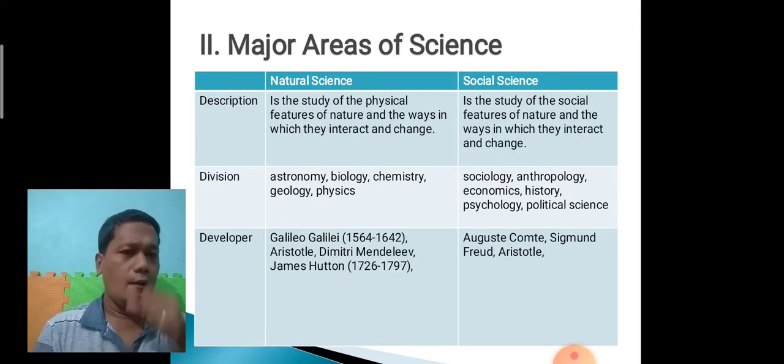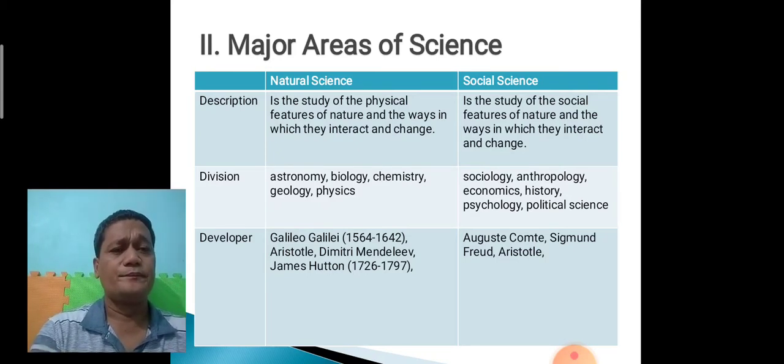Okay, so social science, yung mga division o different branches: sociology, anthropology, economics, history, psychology, and political science. Pero mamaya titignan natin yung basic standard. Inalis doon yung economics tsaka history.